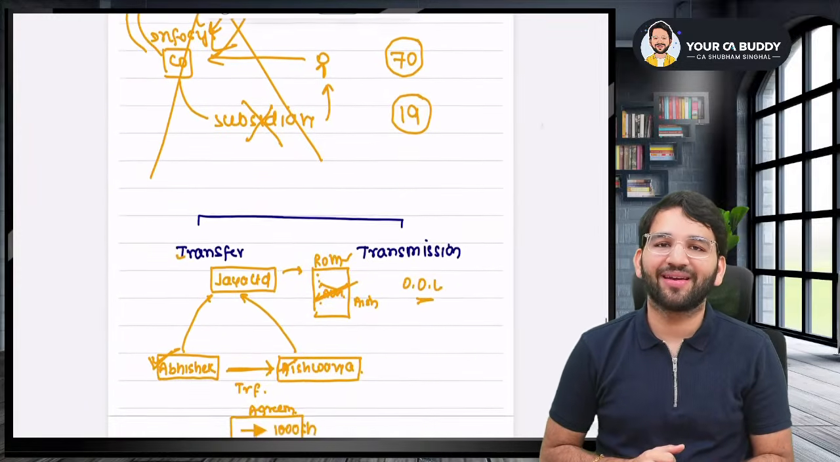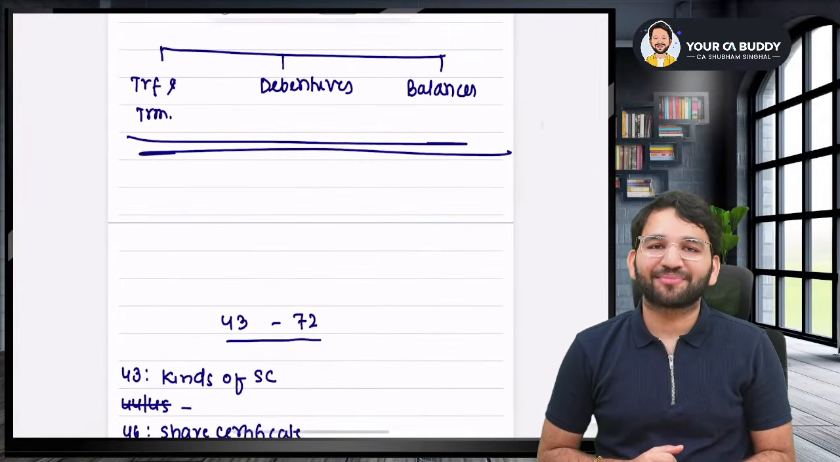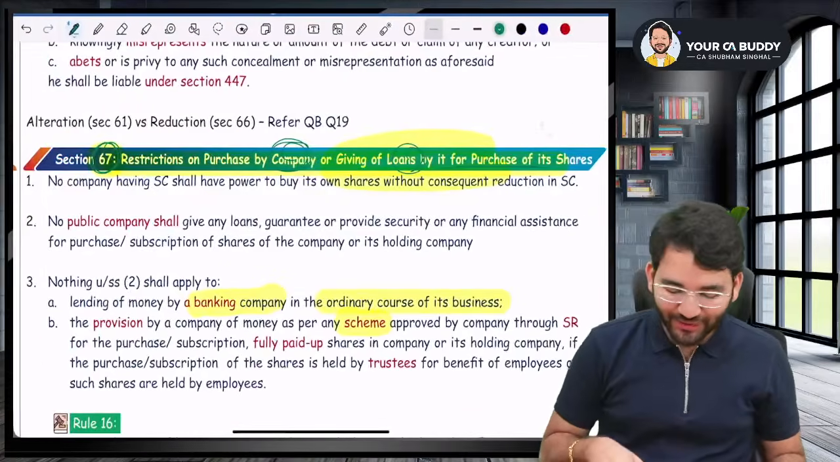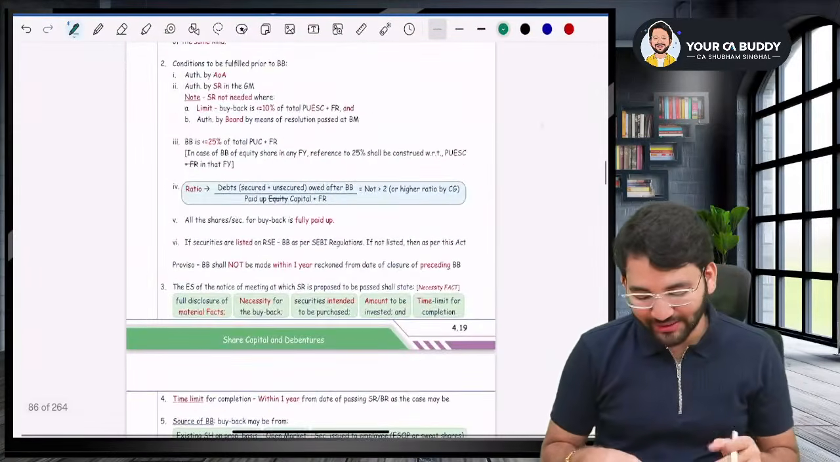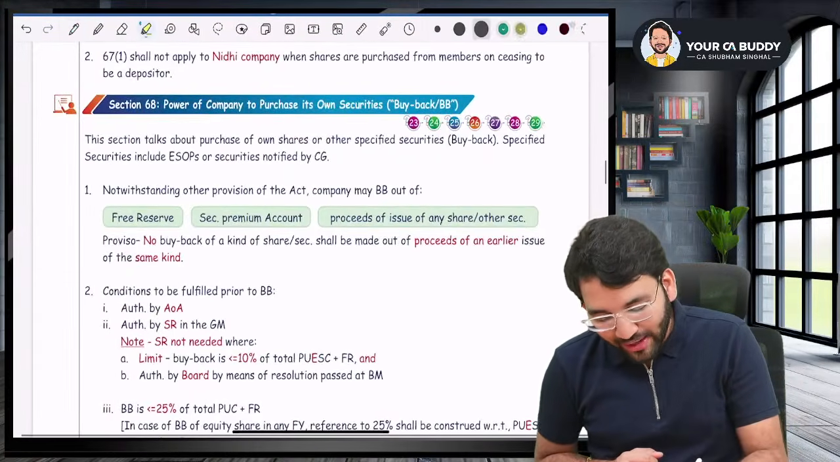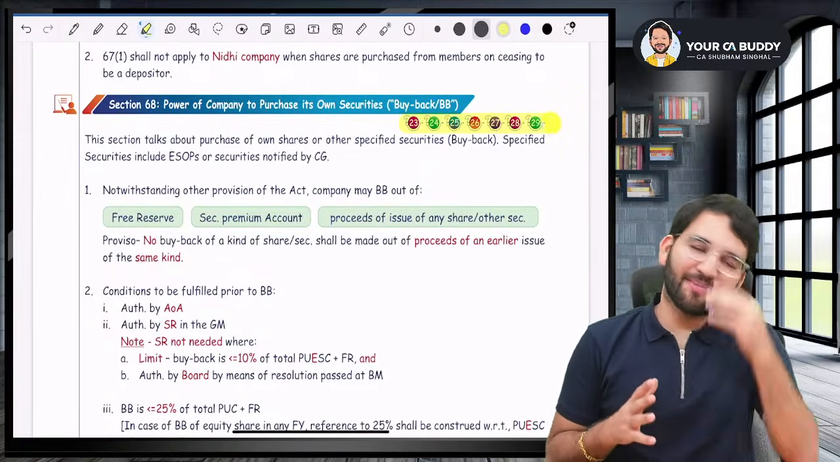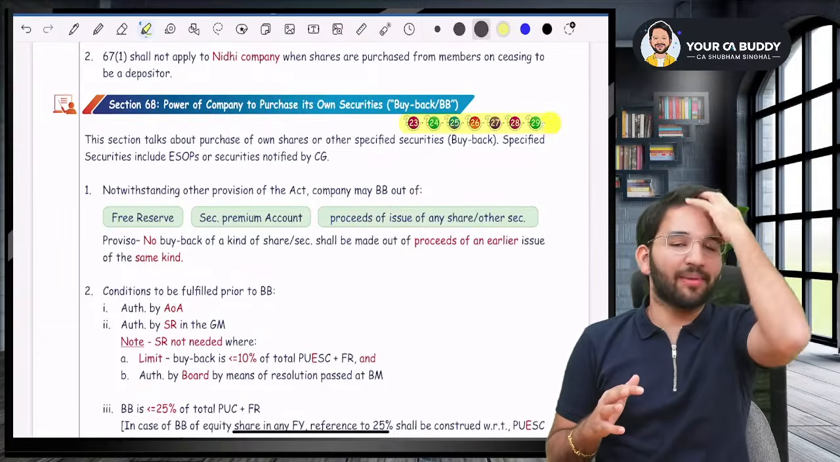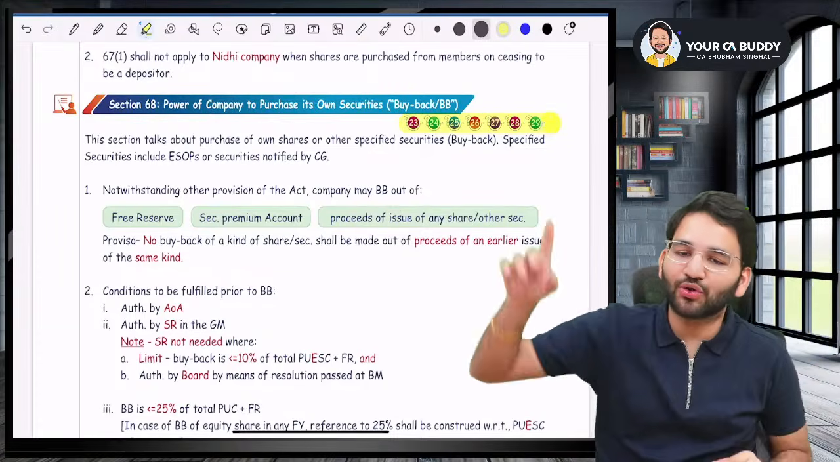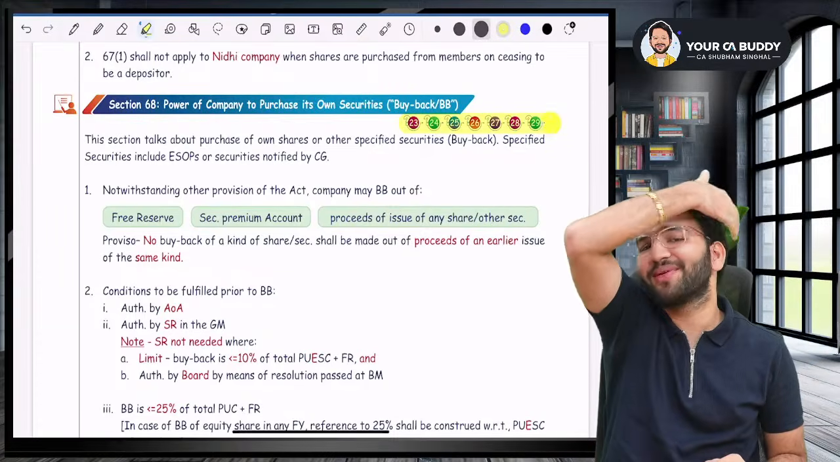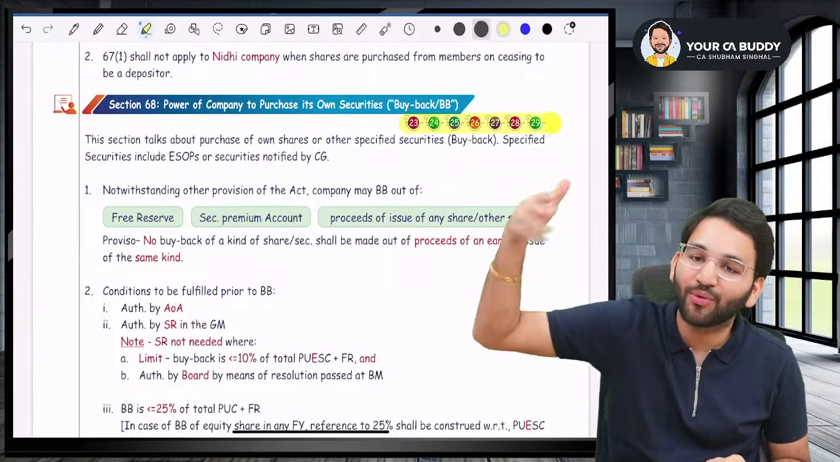Are you with me? Yes or no, sir? Tell me yes or no. Sir, this is your prohibition on buyback. But the most important section is section number 68. There are so many questions that have been asked. In my question bank, I have merged the different similar questions. But even after merging, there are 7 to 8 questions that have been asked from this particular section, and it is going to only increase.